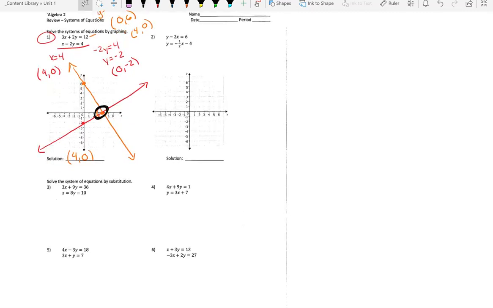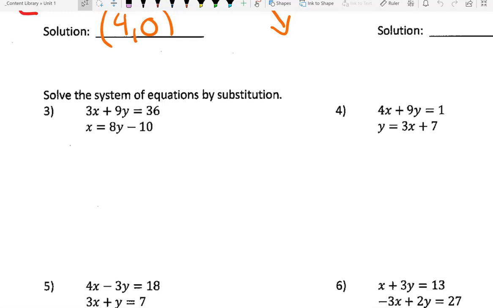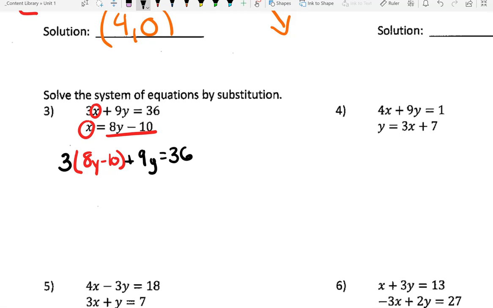So, substitution. Basically, look at the problem, find out what would be the easiest to plug one into the other, and go from there. So I see here that this is already solved for x. So wherever I see an x, I'm going to plug this in. So 3, instead of x, I'll write down what x equals: 8y minus 10, plus 9y equals 36. So I've gone from 2 variables, which I can't solve, to 1 variable, which I can solve.